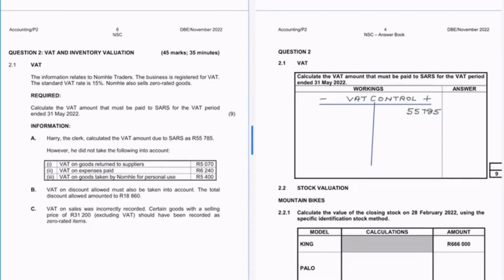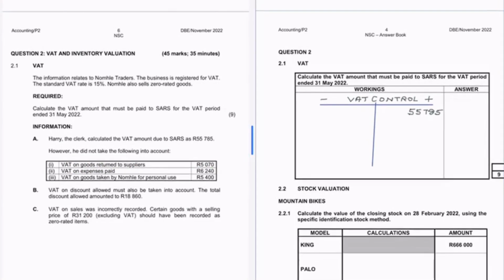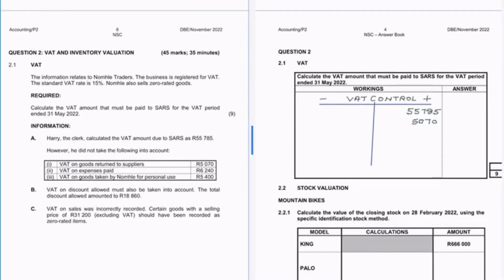The first one is VAT on goods returned to suppliers. When we purchased the goods, we claimed an input, but now we've returned a certain amount of those goods. Therefore, we have to do an entry on the credit side to adjust that full amount of input VAT that was claimed because we're not going to pay for that full amount. So the entry is going to go on the opposite side to the original transaction, so that is 5,070 on the credit side.